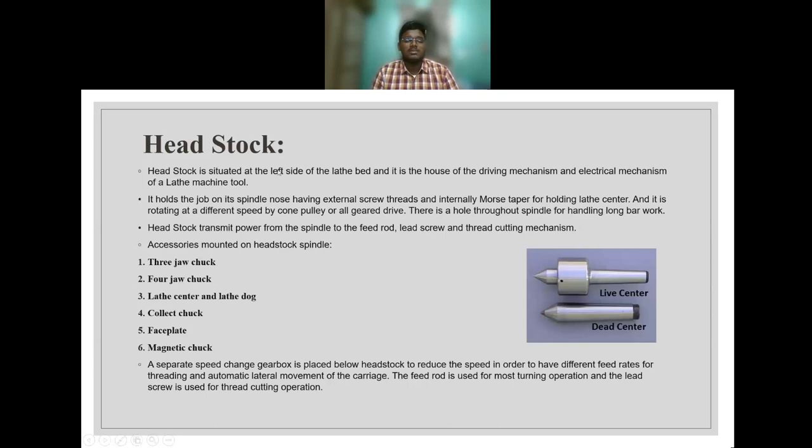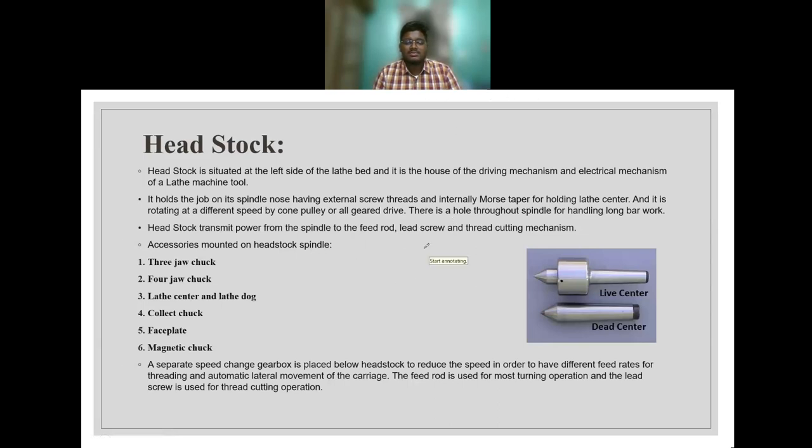It holds the job on its spindle nose, which has an external screw thread and an internal Morse taper for holding the center, and it rotates at different speeds of the given drive. The headstock transmits power from the spindle to the feed screw, lead screw, and thread cutting mechanism. We will have accessories mounted on the spindle. As I told before, mostly we will use the chuck, like the 3-jaw chuck and 4-jaw chuck. The 3-jaw chuck has only 3 pieces, like a fan, and the 4-jaw chuck has 4.